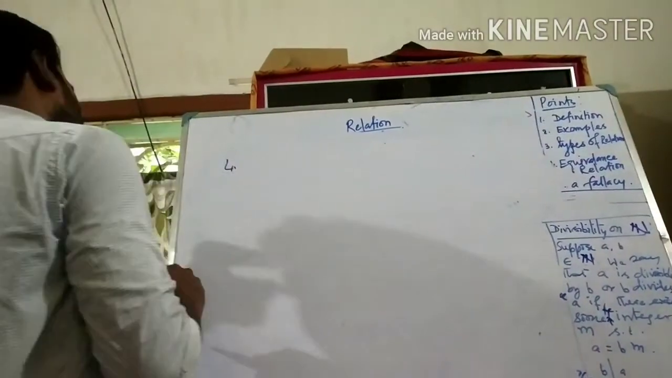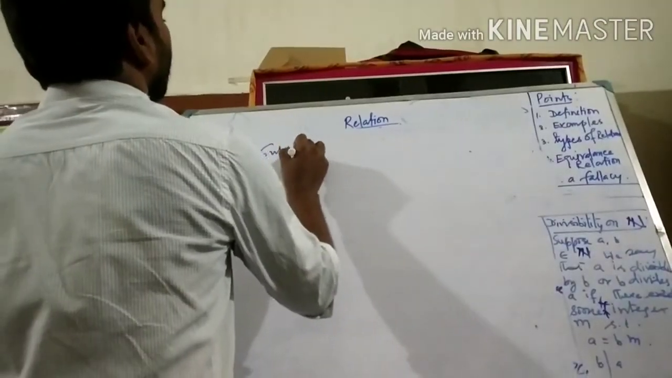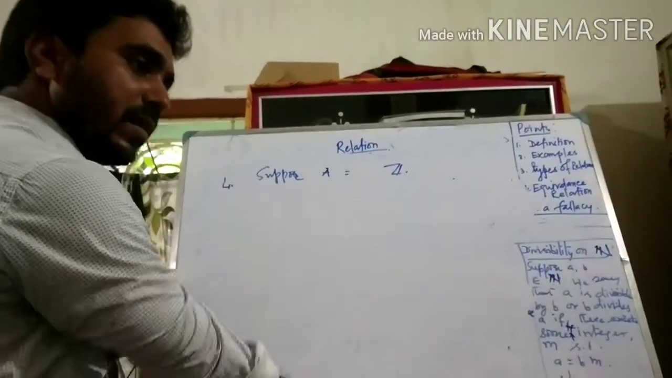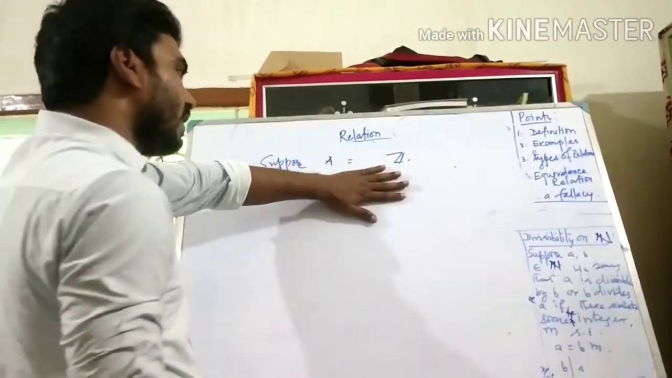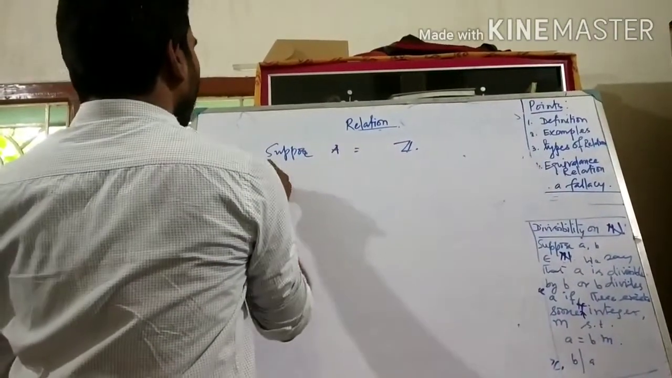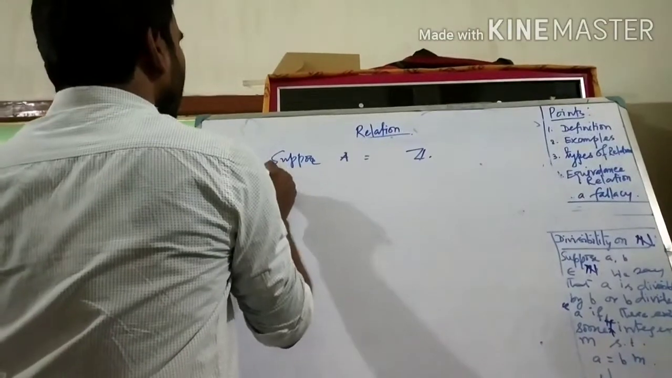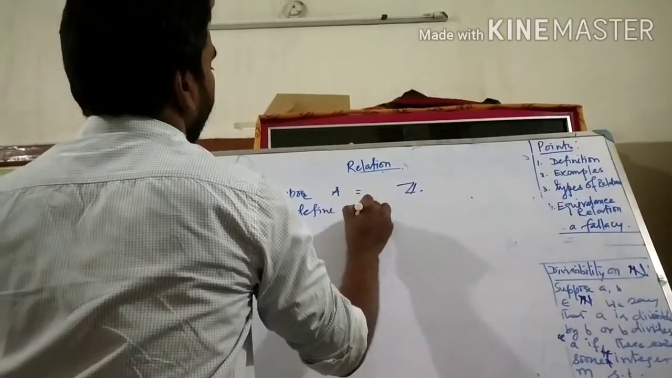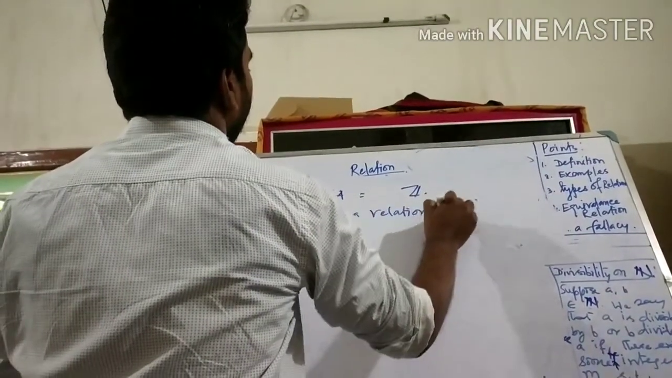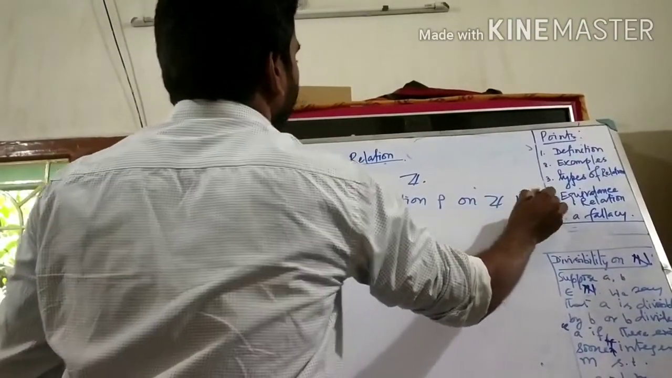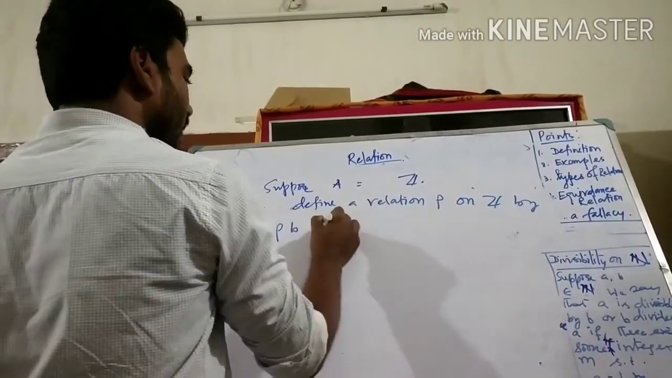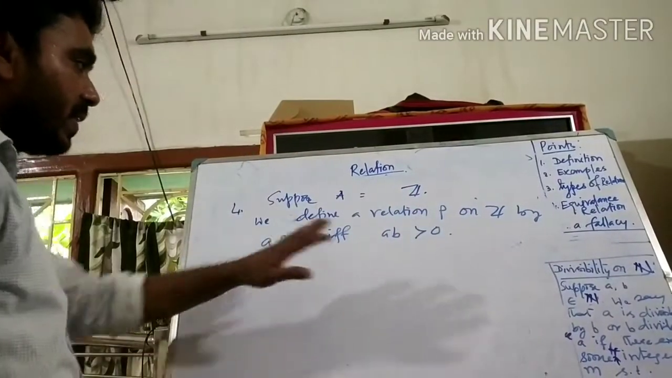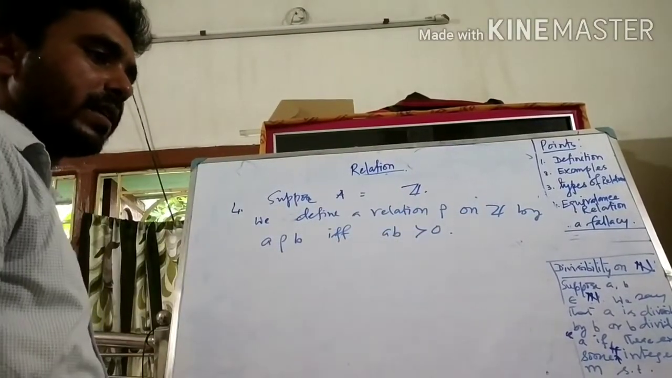Number 4. Suppose our set A is the set of all integers. And on Z, we are going to define a relation rho in this way. We define a relation rho on Z by: A is related to B if and only if their product is strictly greater than 0.